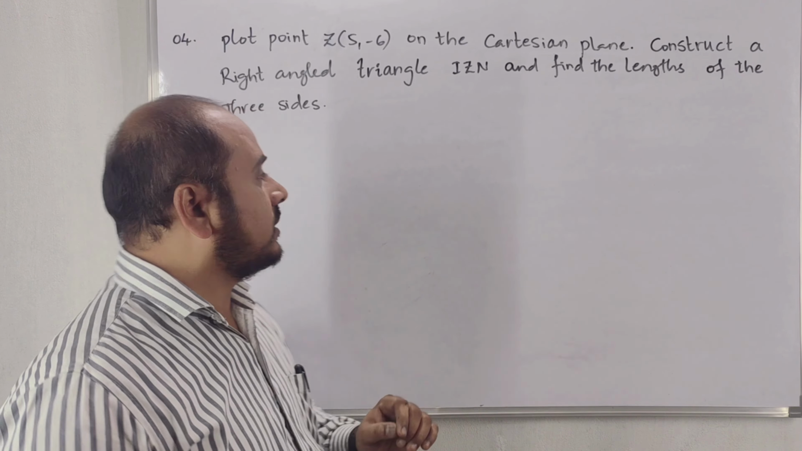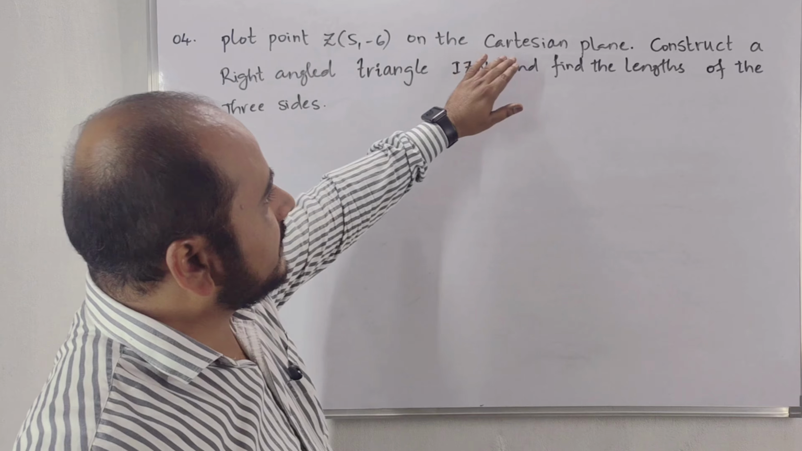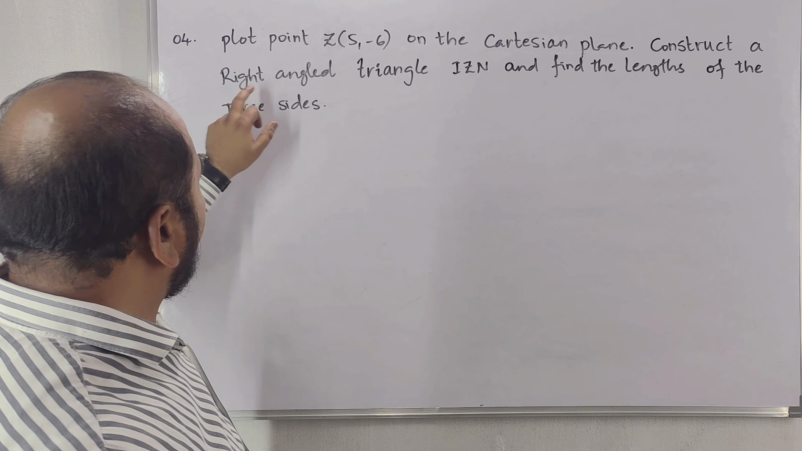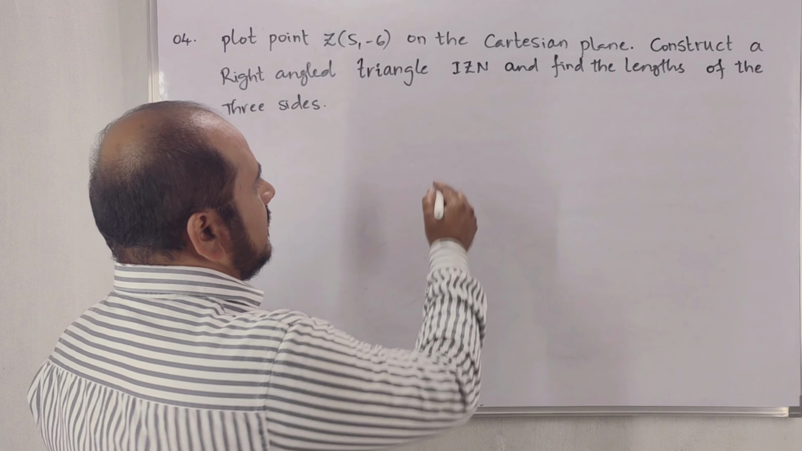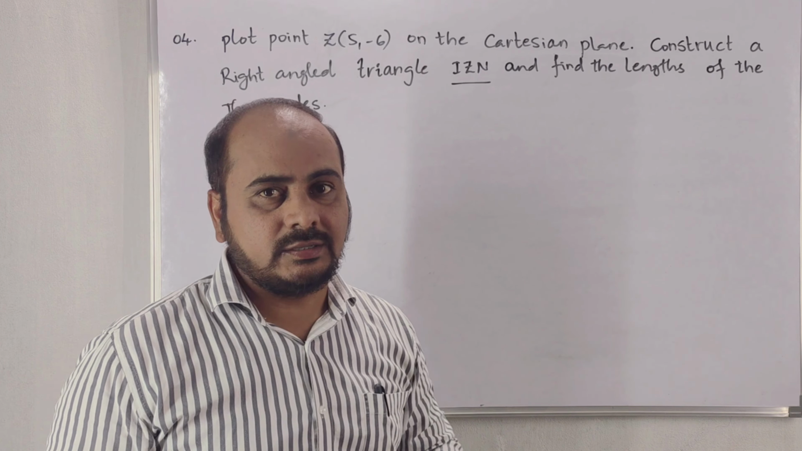Now come to the fourth question, my dear. Plot point Z of 5 comma minus 6 on the Cartesian plane. Construct a right angle triangle IZN and find the lengths of the three sides.